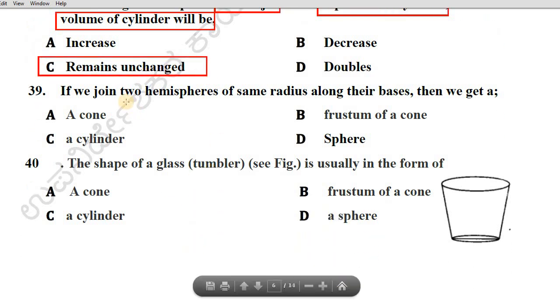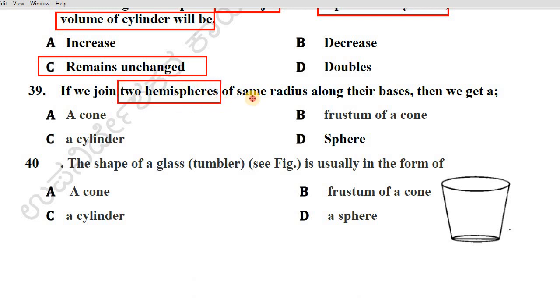Question number 39. If we join two hemispheres of the same radius along their bases, then what do we get? That is a sphere. When you join two hemispheres, automatically we get a sphere. They clearly mentioned both have the same radius, and we are keeping one on another on their bases.